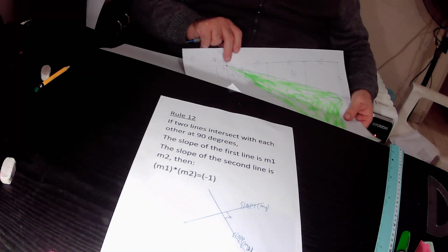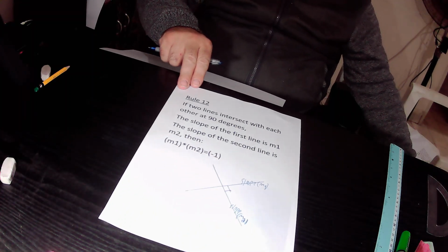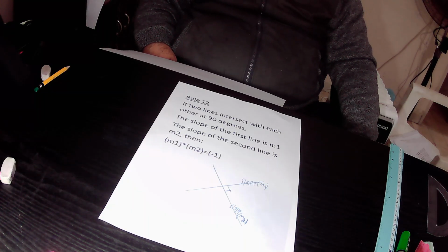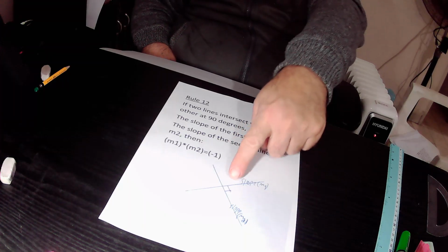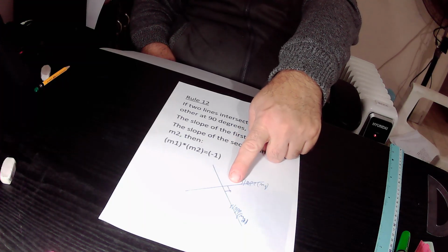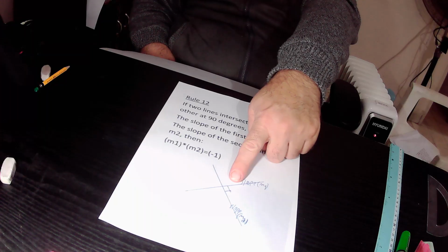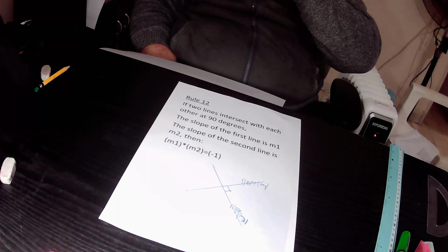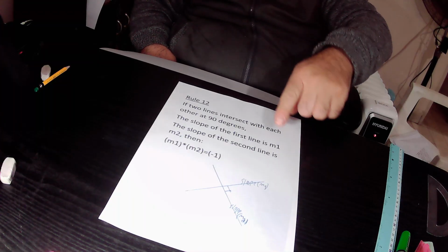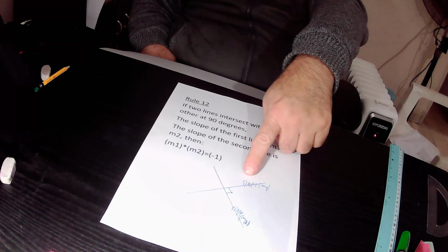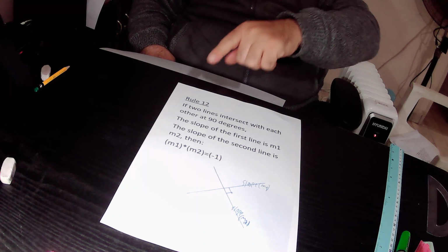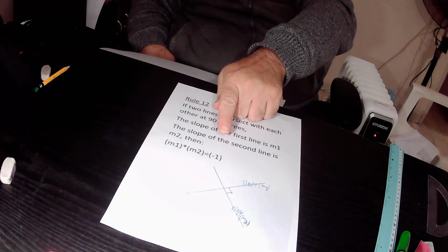According to rule 12, if two lines intersect with each other at 90 degrees, like here, at the intersection point they make 90 degrees, and we know that the slope of the first line is m1. The slope of this straight line is m1, and the slope of the second one is m2. Then the following equation is true: m1 times m2 equals minus 1.